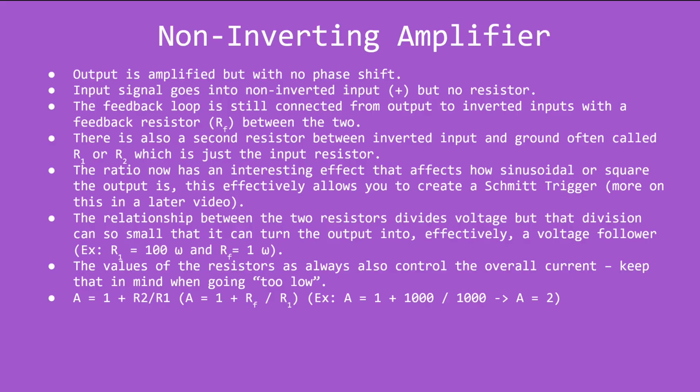The relationship between the resistors divides voltage, but you can make that division so small that you can basically turn the output into a voltage follower. An example of this is setting the feedback loop resistor to 1 ohm and the other resistor to 100 ohms. Keep in mind that the values of the resistors, as always, still control the overall voltage, the overall current. Keep that in mind when you're adjusting resistor values, especially in real life.